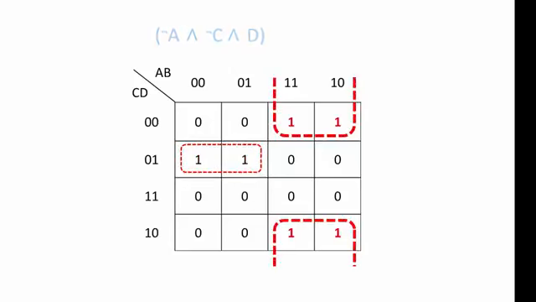Now let's take a look at the other group. Where there are ones, the value of A is always 1. Where there are ones, the value of D is always 0, so we have not D. So this second group corresponds to A and not D, giving us an overall expression as shown here.